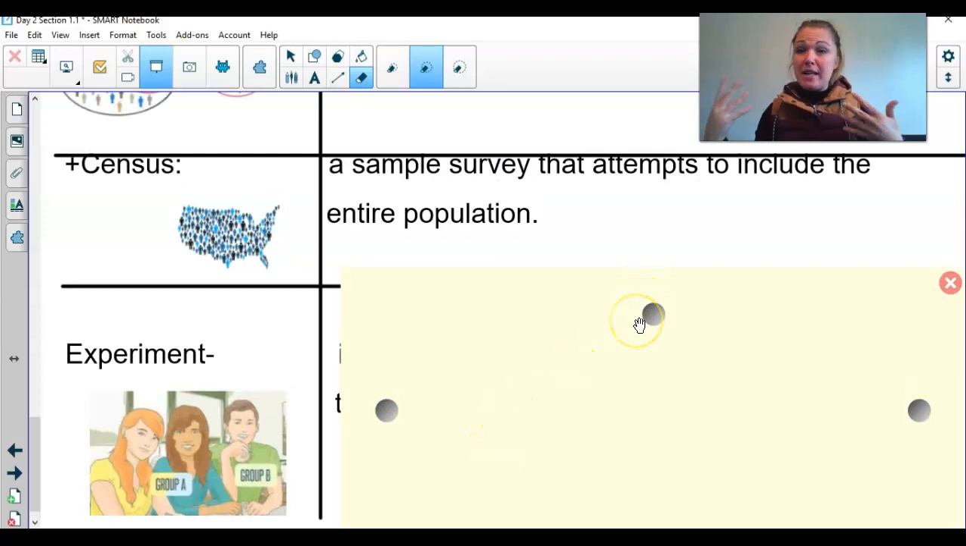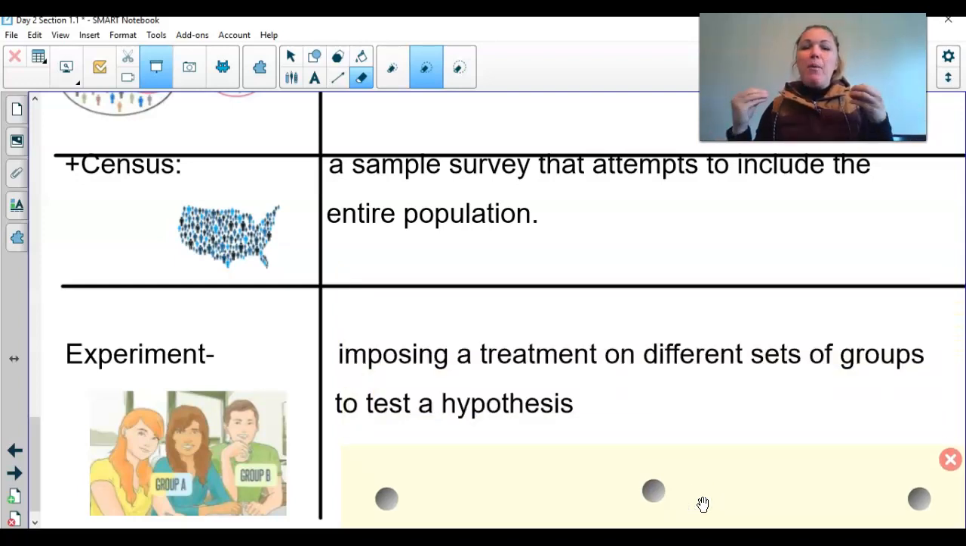Experiments, okay? So we've talked about an observational study. Now we're going to talk about an experiment. An experiment is another way that we can get data, okay? And how we get that data is we want to do an experiment. What is an experiment? An experiment is where we impose a treatment on different sets of groups to test a hypothesis, okay? We might think that Advil actually does a better job with headaches than Tylenol.